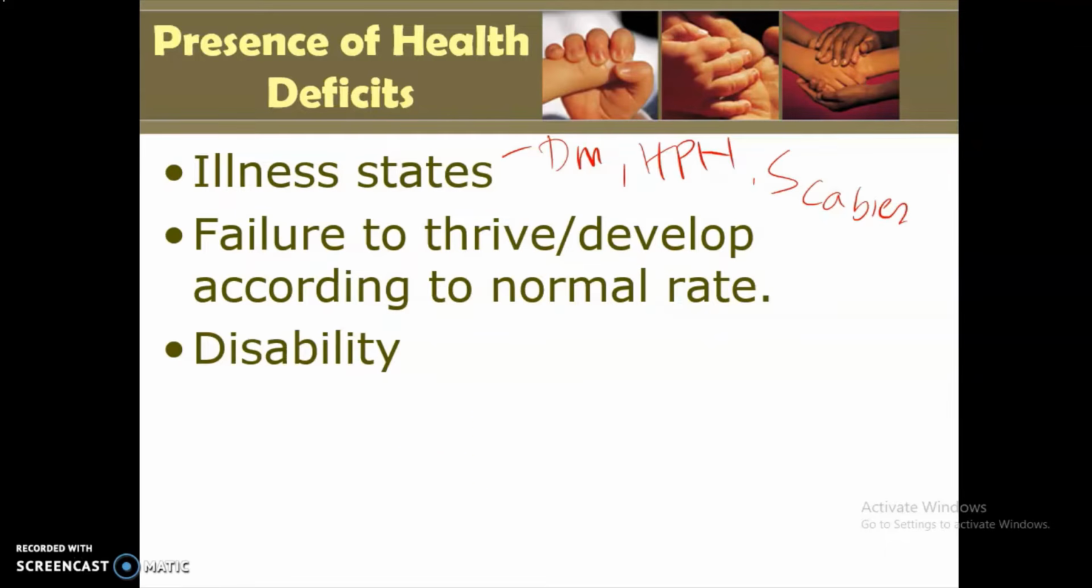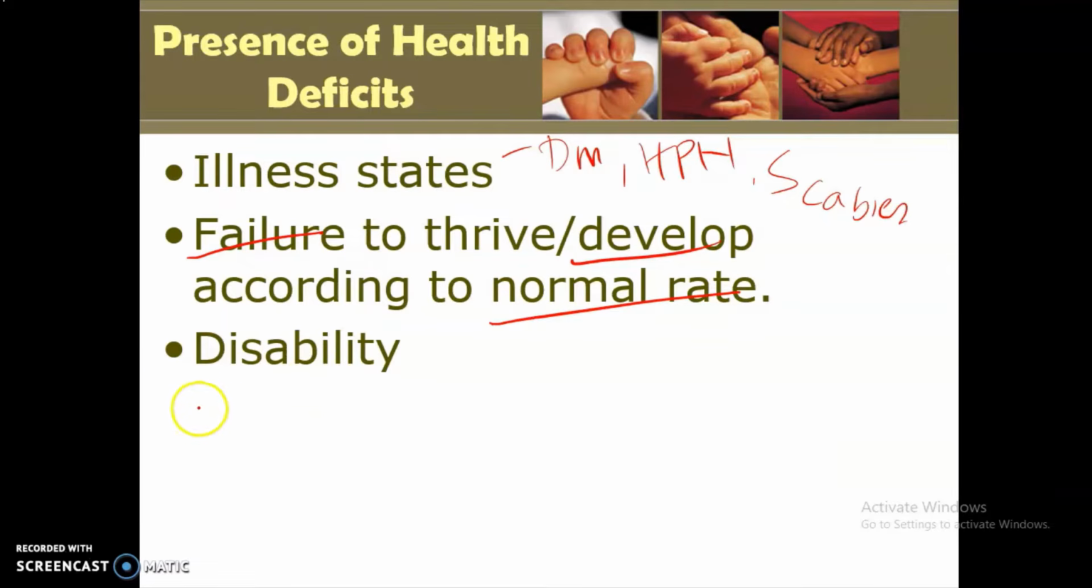Another one is if there is a failure, okay, to develop according to normal rate. For example, meron kang anak na ang height is less than to what is expected according sa kanyang edad. Okay, kung mas pandak siya or meron siyang visible muscle wasting or may malnutrition. Okay? Pandak o kaya hindi na tumatangkad or yung timbang is mababa sa kanyang edad. So that is an example of presence of health deficit as well.